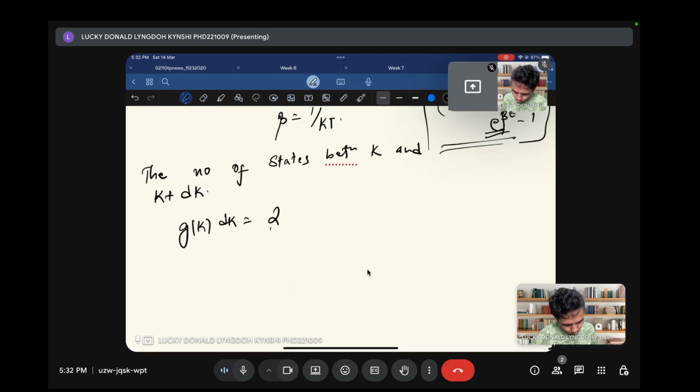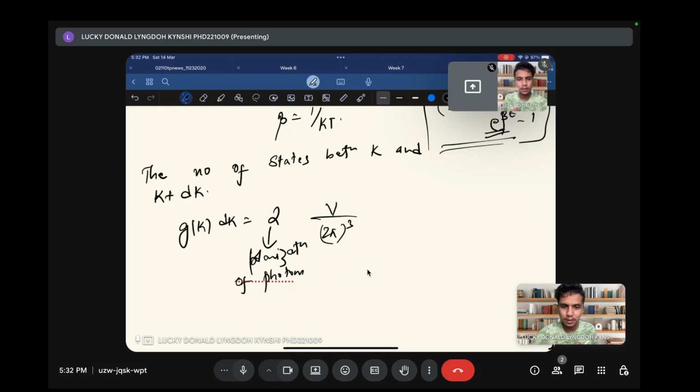So 2 comes from the polarization of photons, and then V by 2 pi cubed. You have already seen this: the volume of each state, V divided by 2 pi cubed. In the last problem we have already used this formula, V by 2 pi cubed, into, since it is in an interval dk, 4 pi k squared dk.